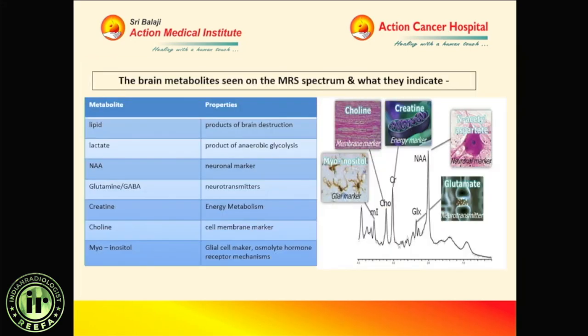Now, this also I want you to know very carefully, the brain metabolites which are seen on the MRI spectrum and what they indicate. A lipid indicates products of brain destruction. A lactate is an end product of anaerobic glycolysis. NAA is a neuronal marker and it is a reflection of the brain health. Glutamine and GABA are neurotransmitters. Creatine represents energy metabolism and is always constant. Choline is a cell membrane marker and MI is a glial cell marker.